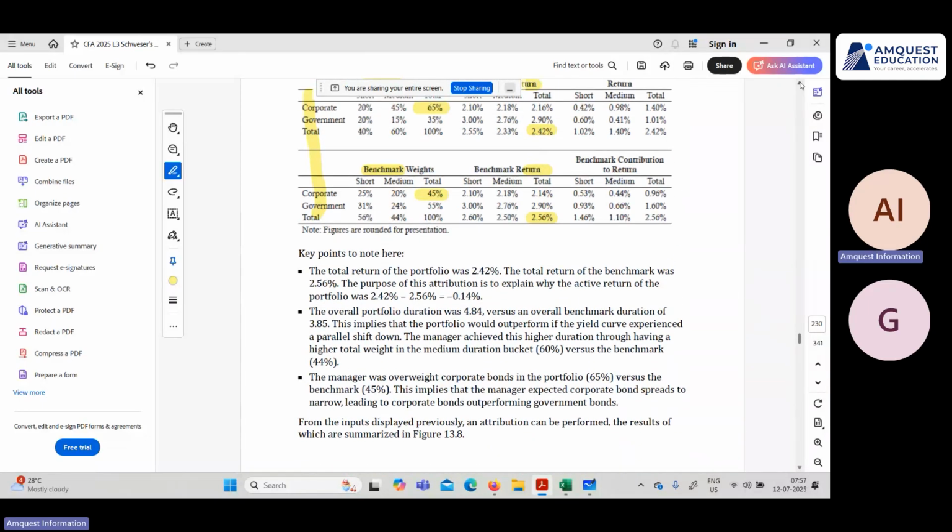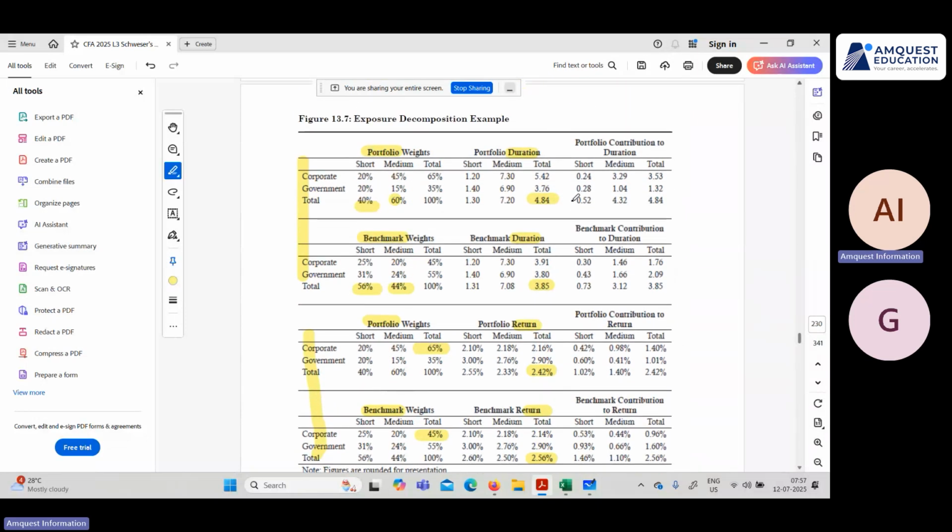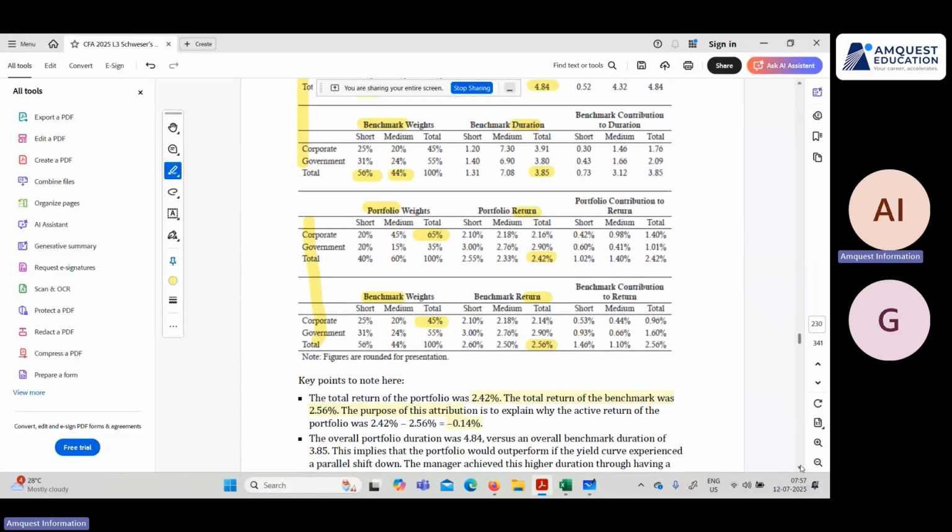Let's just see if we have covered everything. So it says the total portfolio return was 2.42. And the benchmark was 2.56. Underperformance was minus 0.14. We are clear on that? Yes. They said the overall portfolio duration was 4.84, right? And then the overall benchmark duration was 3.85. Can you see that? Yeah.